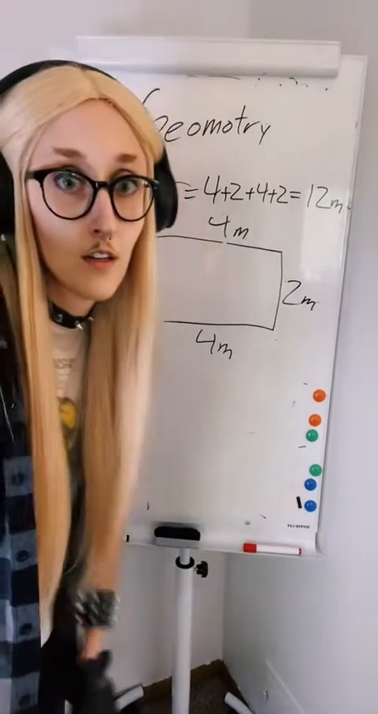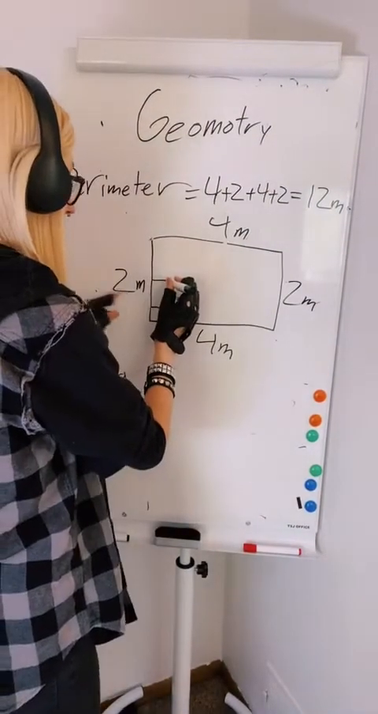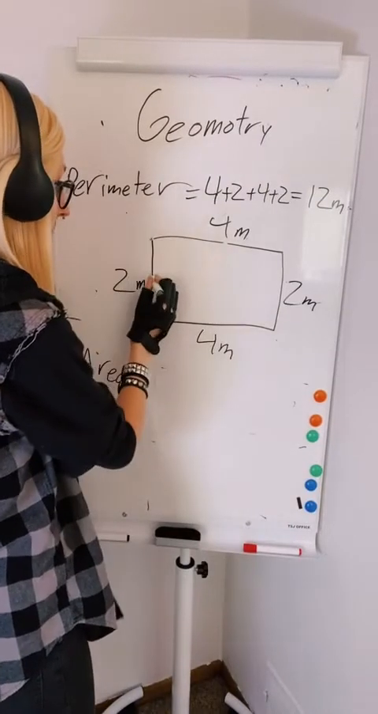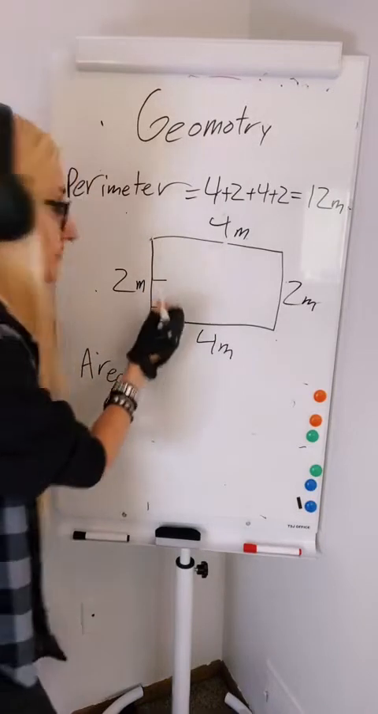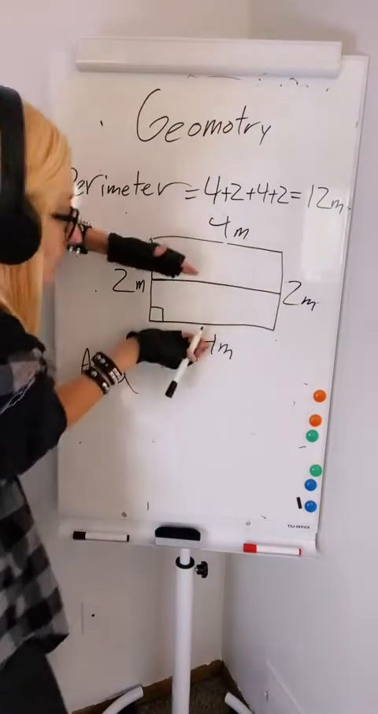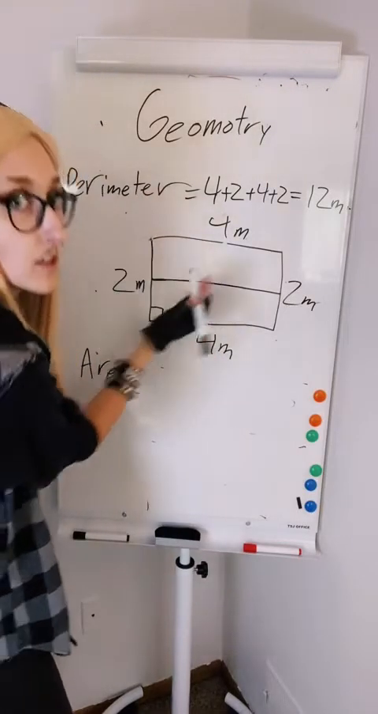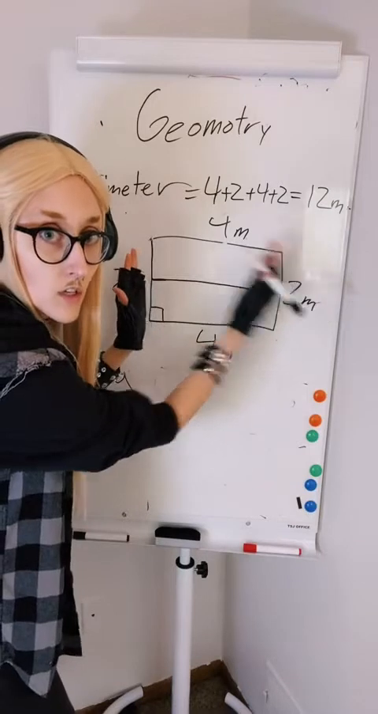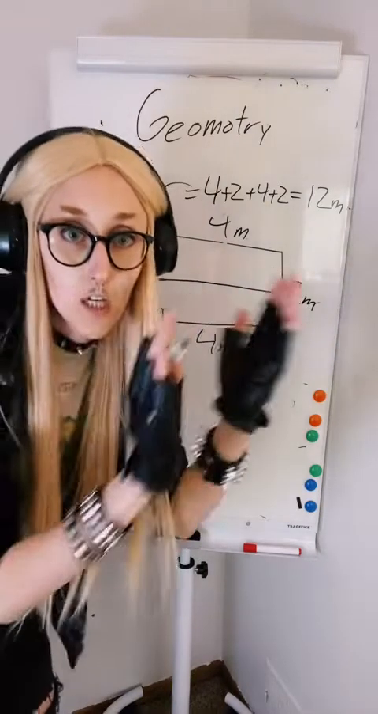This 2 meters is saying I've got 1 meter, and then I've got another meter. So I'm just going to break that up. I have 2 meters long, 1 meter, another meter. Here I have 4 meters. So I'm just going to break up that measurement so I can see those 4 meters.